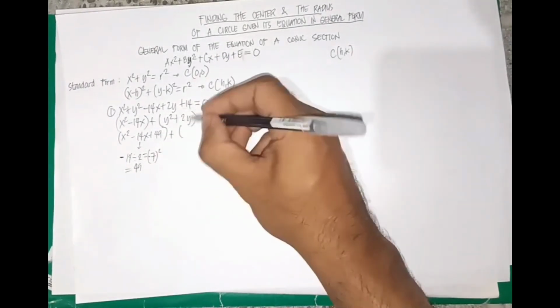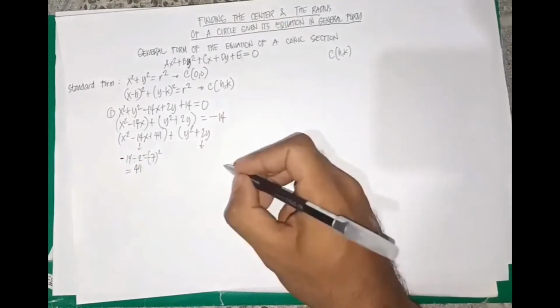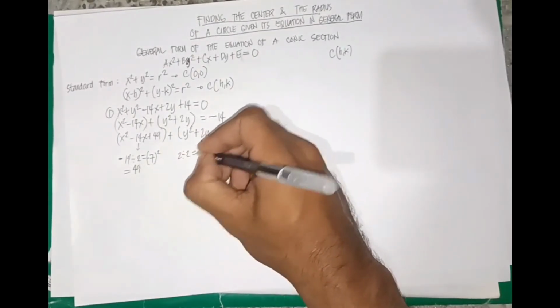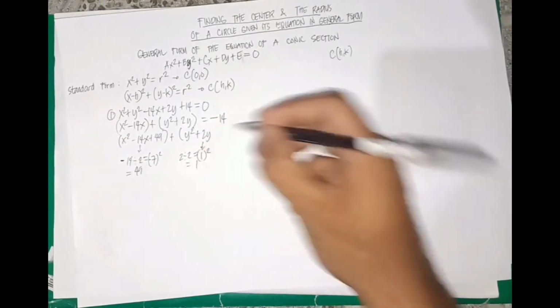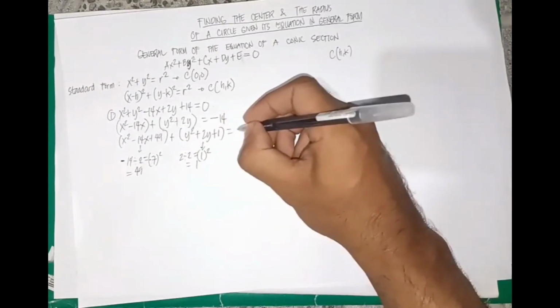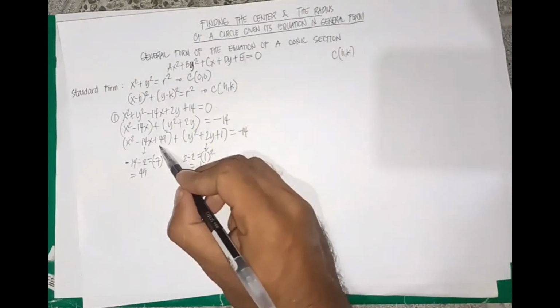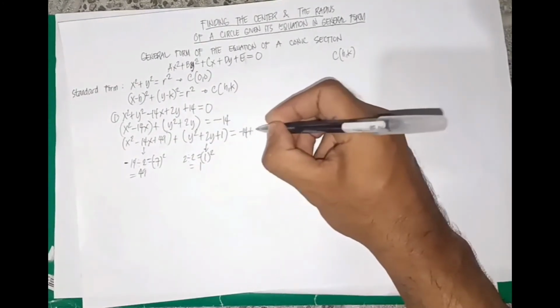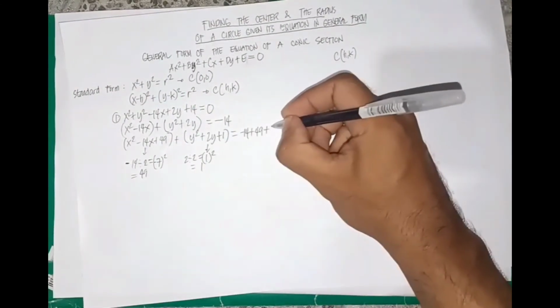The same thing with the next quantity, y squared plus 2y. 2 divided by 2 equals 1, and 1 squared equals 1 also. Therefore the third term here is 1. The right side equals negative 14. Since we have added 49 on the left, we are also going to add 49 on the right side of the equation, and since we have also added 1 here, we are also going to add 1 on the right side.